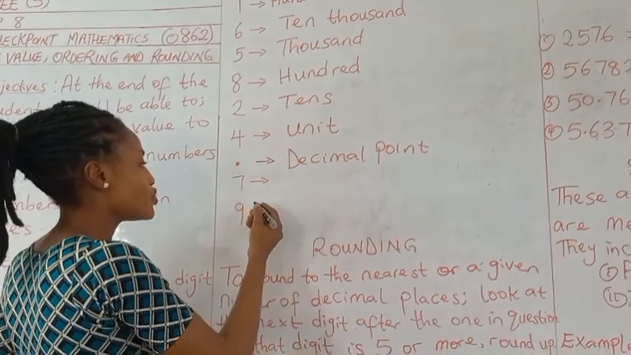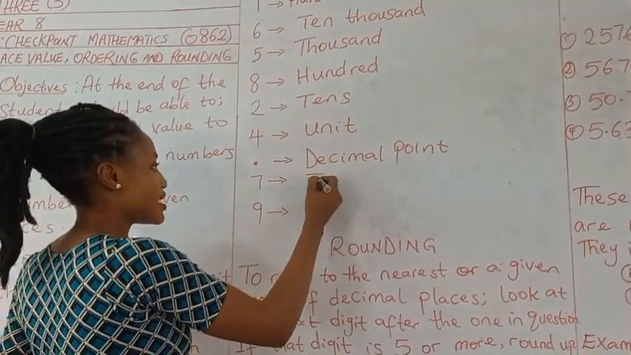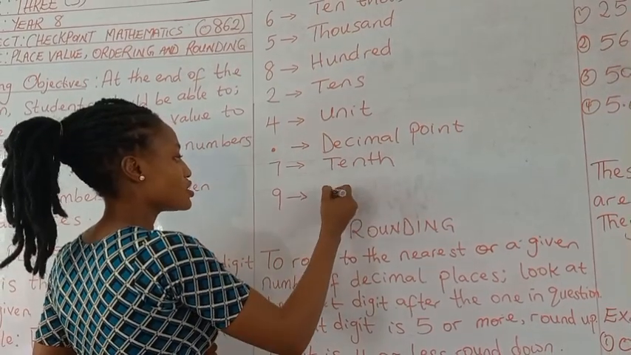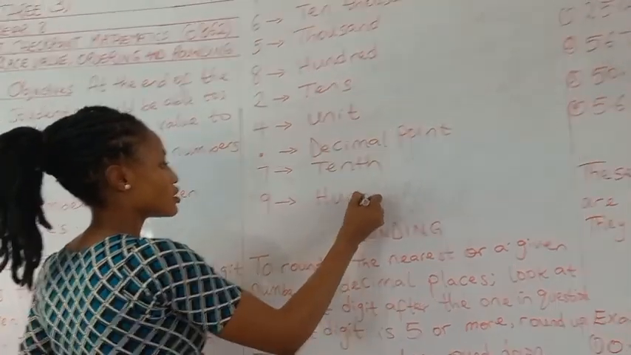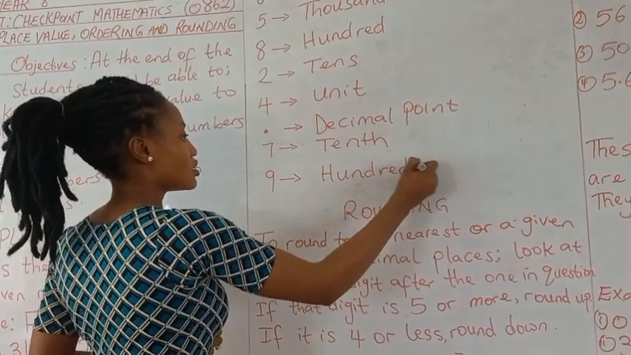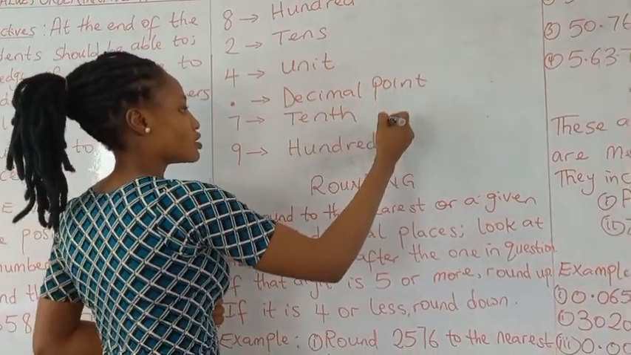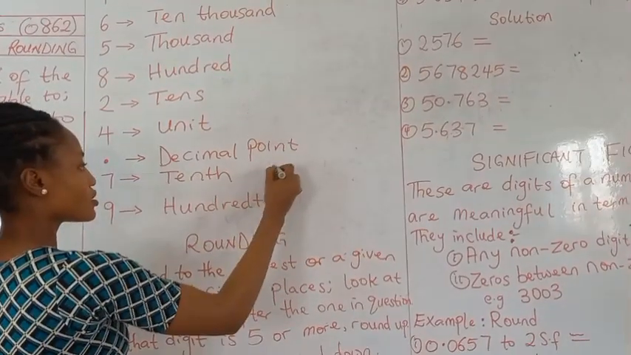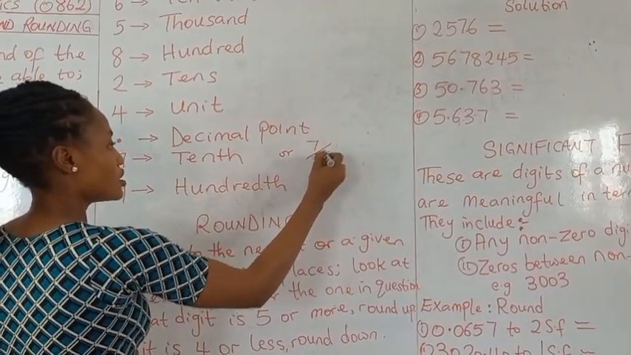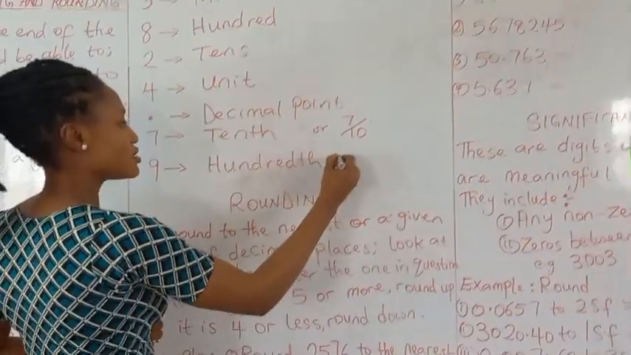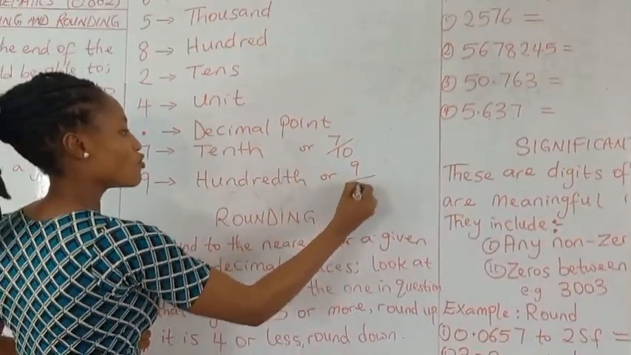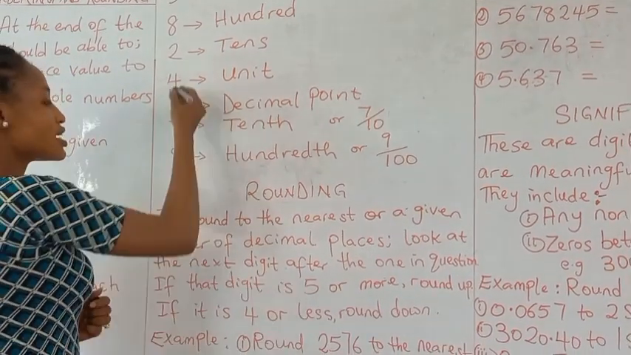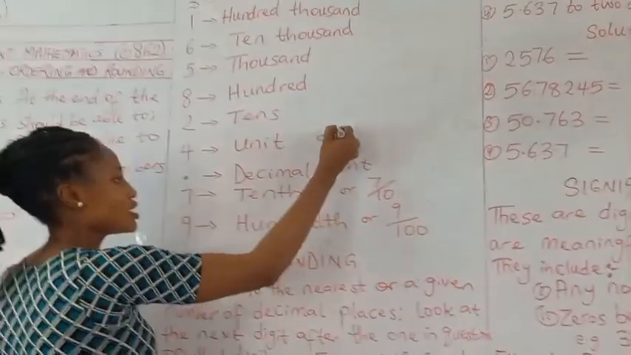After the decimal point, the first number is tenths, while the next is hundredths. Which can also be written as 7 tenths, 7/10, 9 hundredths, 9/100. This as well can be written in digits.